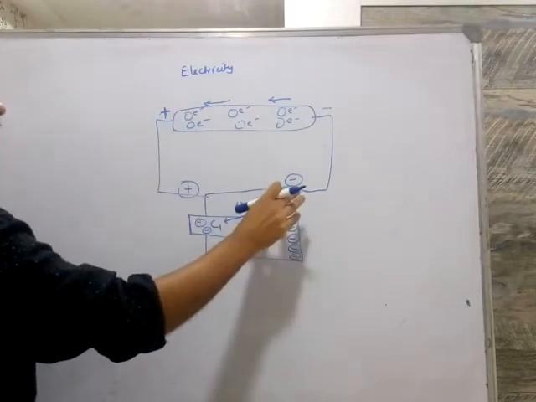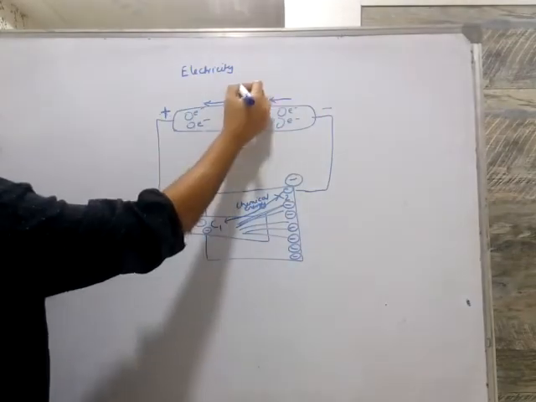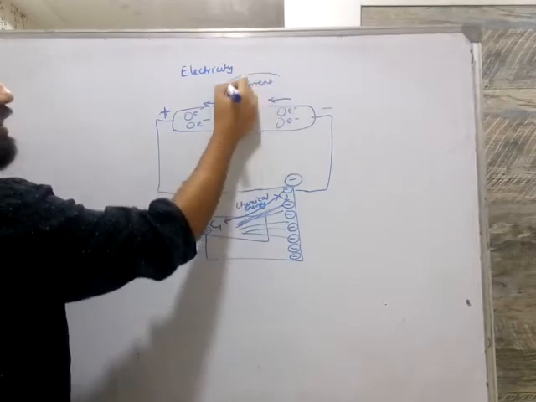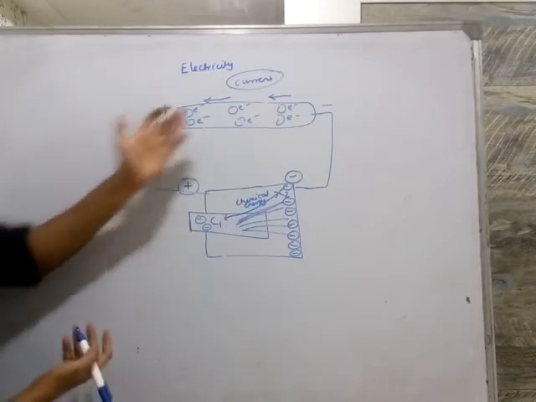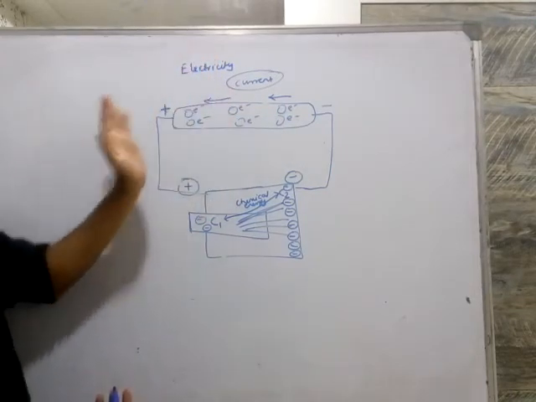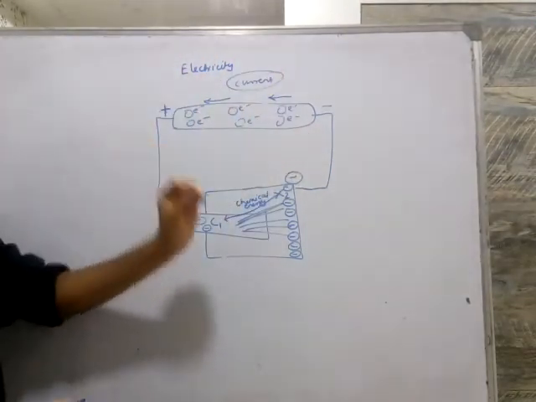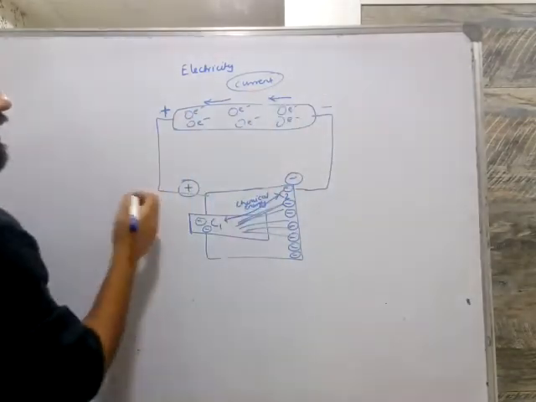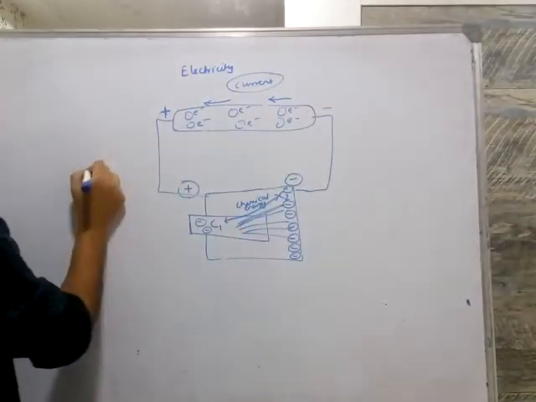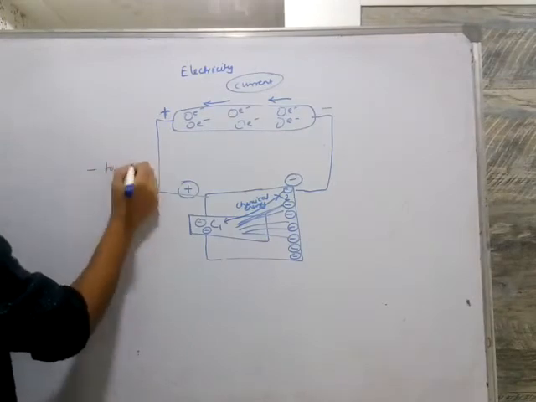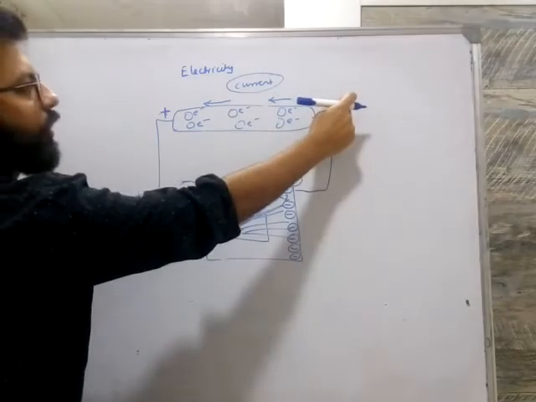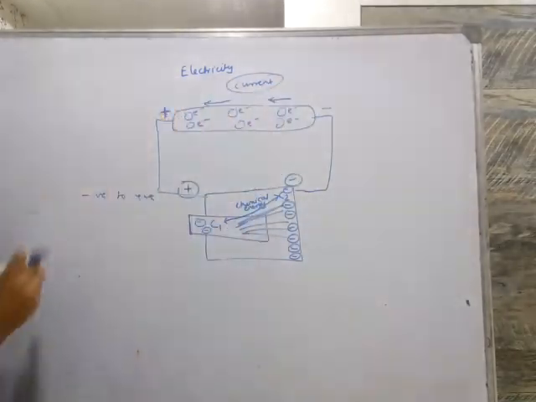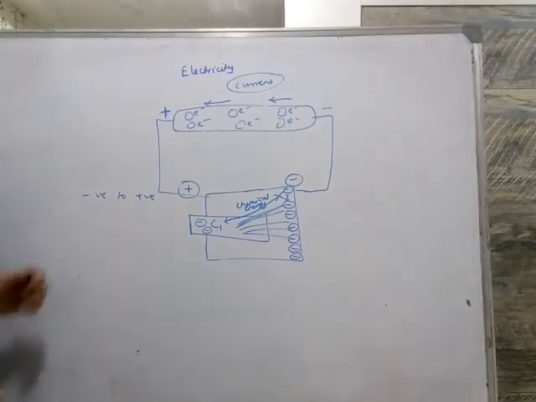So now we can say that the current has been set up. What is current? Current is nothing but flow of charge. The charges are moving now. So we can say that in my circuit there is a current. Now we can say that the direction of current is from negative to positive, because it is flowing from the negative end to the positive end. So from this side to this side, here we can say it is flowing from negative end to positive end.